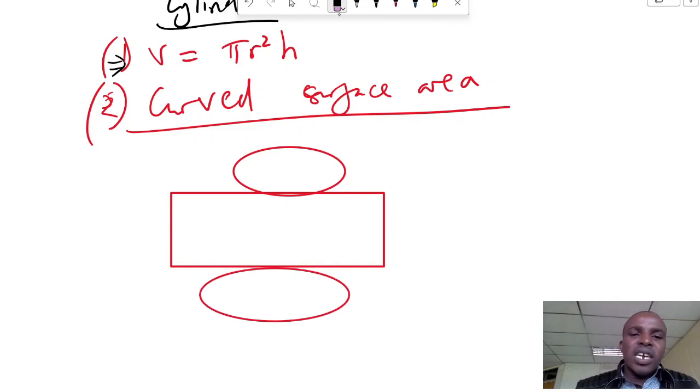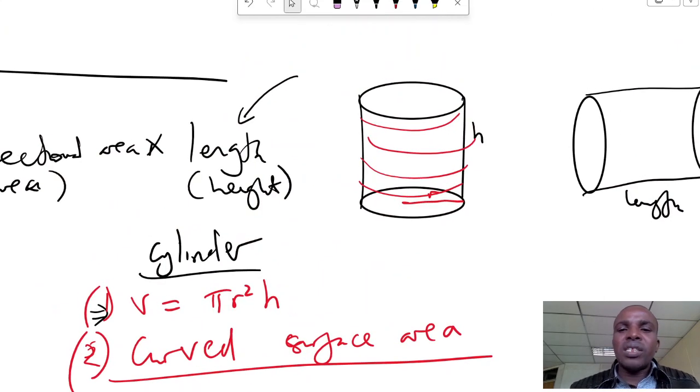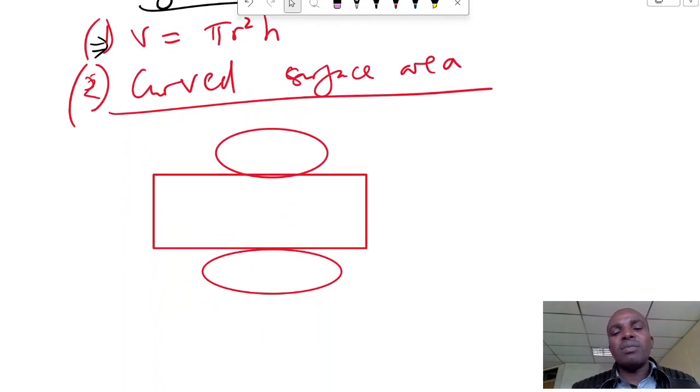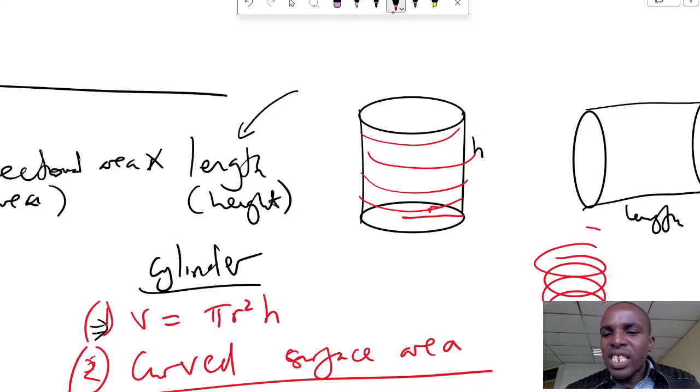So this is the cylinder. This one is too big. Better. If I can break this cylinder, it will look like something like this. Then if you can check, this cylinder is made up of circles. So it's a circle that has been put on top of another circle. These are circles going up.